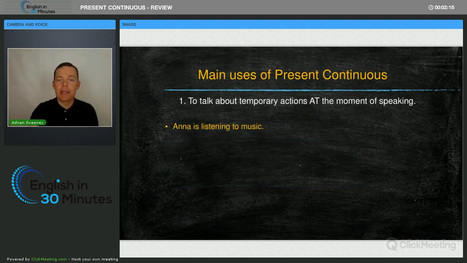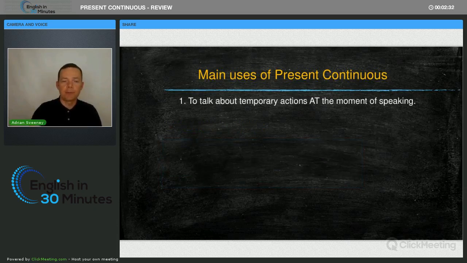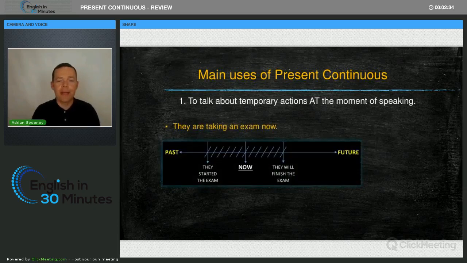Number 2, Anna is listening to music. Again, look at the timeline. What can you see? Anna started listening to music before now, and she finished or will finish after now. So right now, at this moment, Anna is listening to music. One more, they are taking an exam now. So they started their exam before now, and they will finish after now. So right at this moment, they're taking the exam.